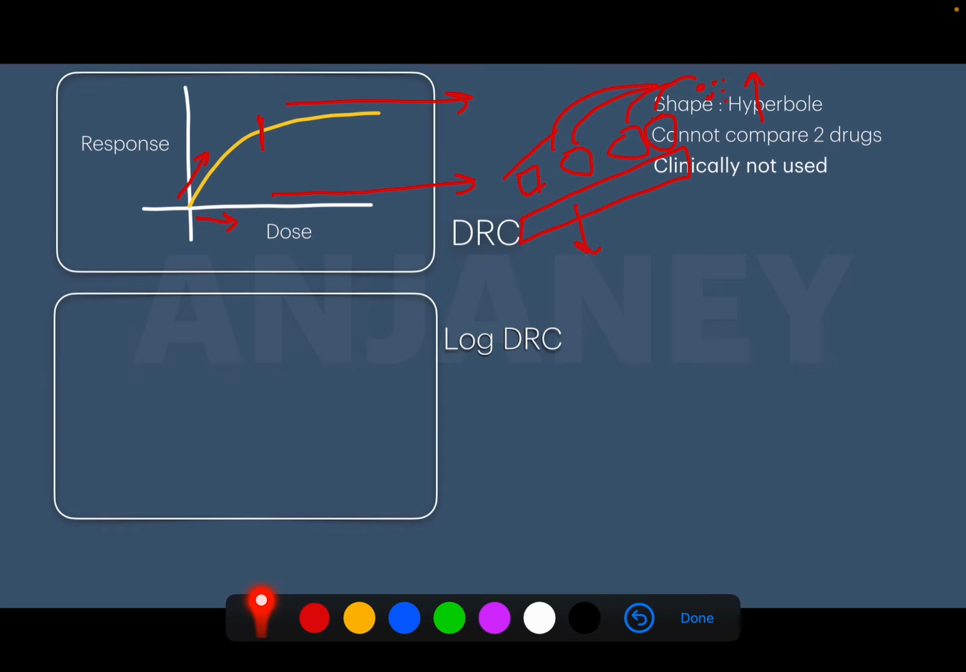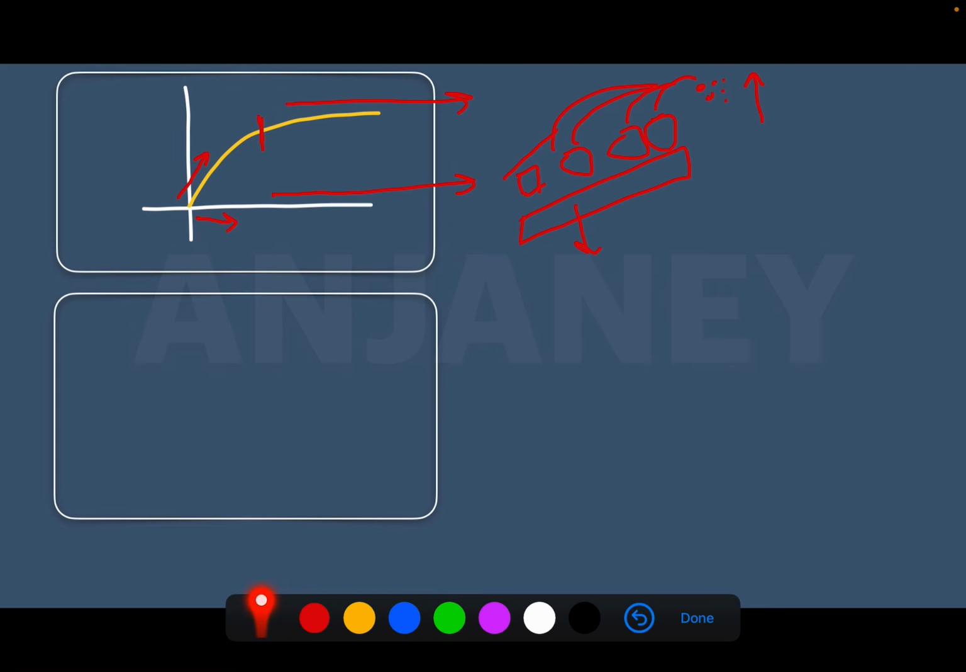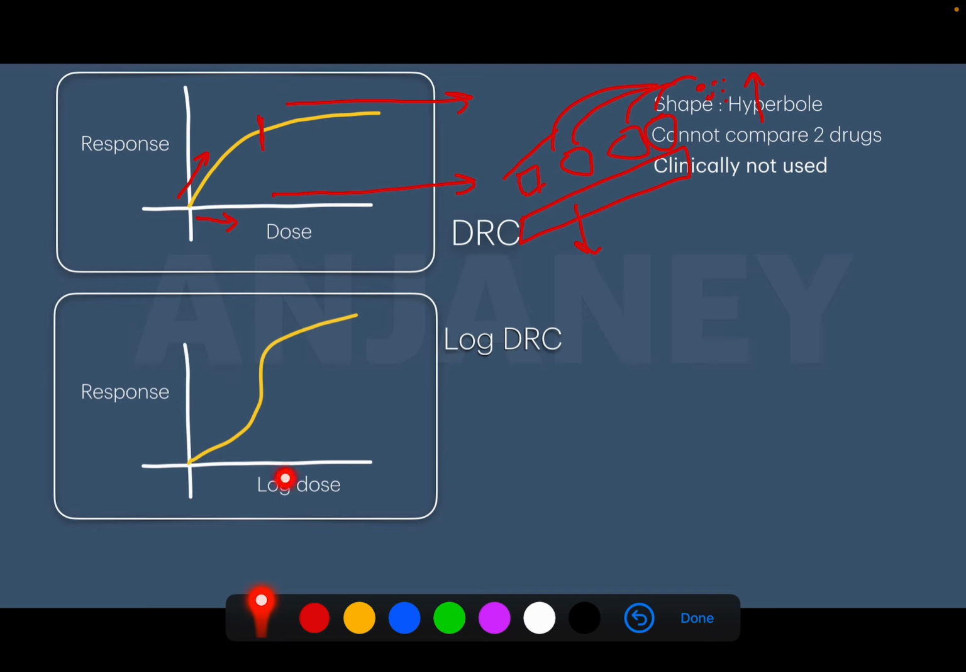Now from this graph we are making the log DRC. In this log DRC, the difference is that on the x-axis, in place of dose, we have log dose. Response is the same and it's a sigmoid shaped curve. Now you will tell me that this is also not a straight line. How will you compare? But see, here it is a straight line in this area.